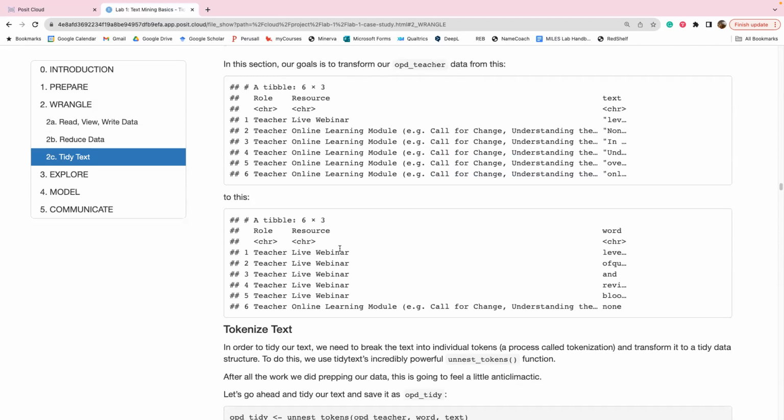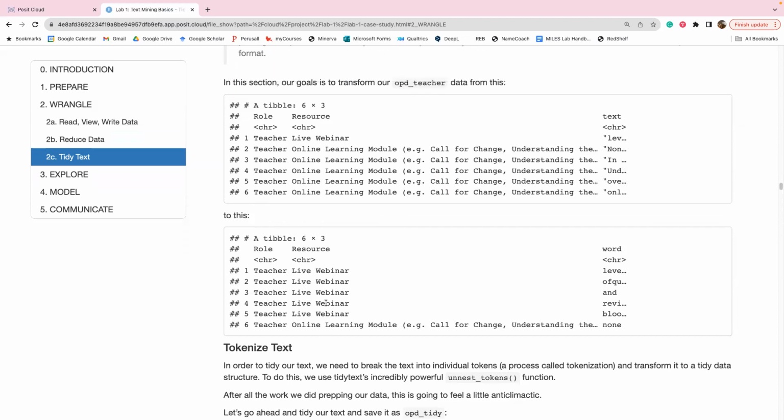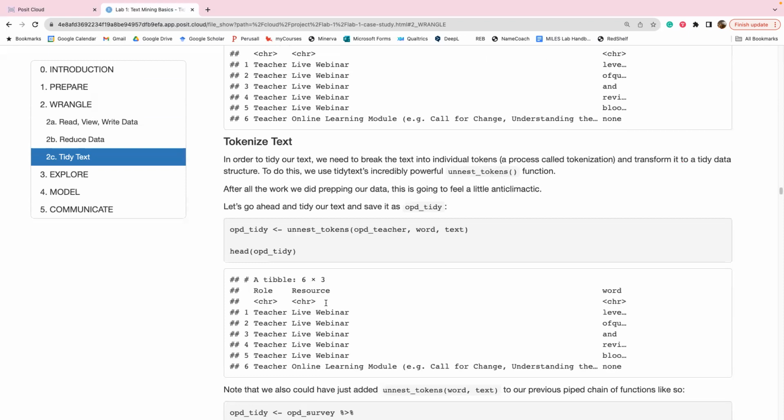It looks like the same thing, but this one, the live teacher webinar code, is breaking up into every single different word that they said. So that 57,000 is going to turn into a whole lot more.